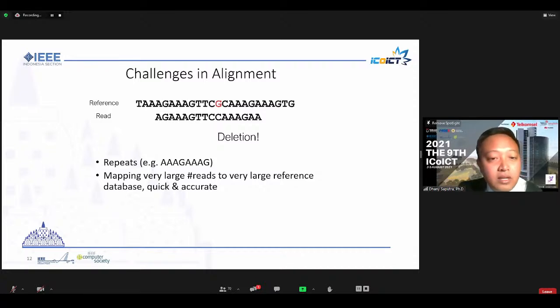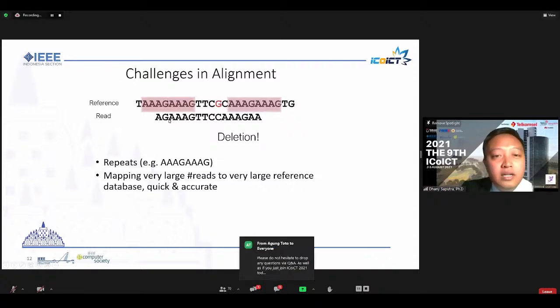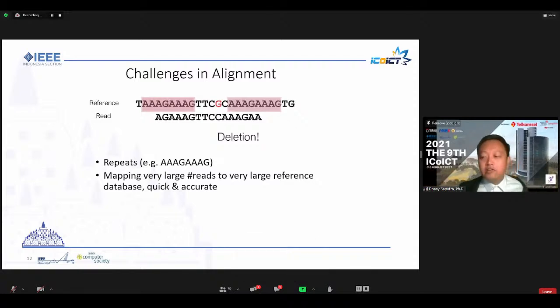So yeah, and another challenge is repeats. We can have a lot of repeats like this. So how do we align these sequencing reads into the reference? That's another challenge. And mapping very large reads to a very large reference database quickly and accurately is very challenging. And computer scientists have to think about how to get a better computational complexity, like O(N) or O(log N), maybe better than that, so we can get the result faster.